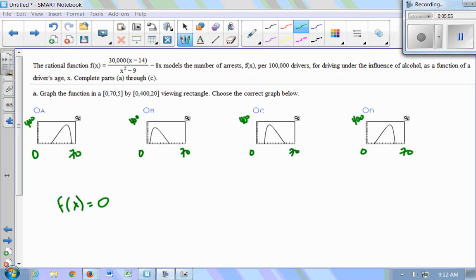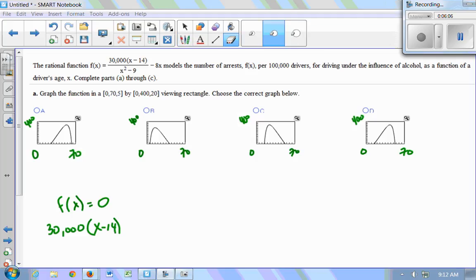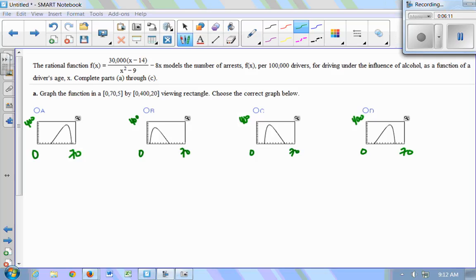So all I have to do is set my numerator, 30,000 times x minus 14. Oh, but then I have the minus 8x. I have to do the whole thing. Sorry. I didn't realize that I forgot there were two parts. So I'm going to set my whole thing, minus 8x, equal to 0. All right, so I think I'll add 8x to both sides.